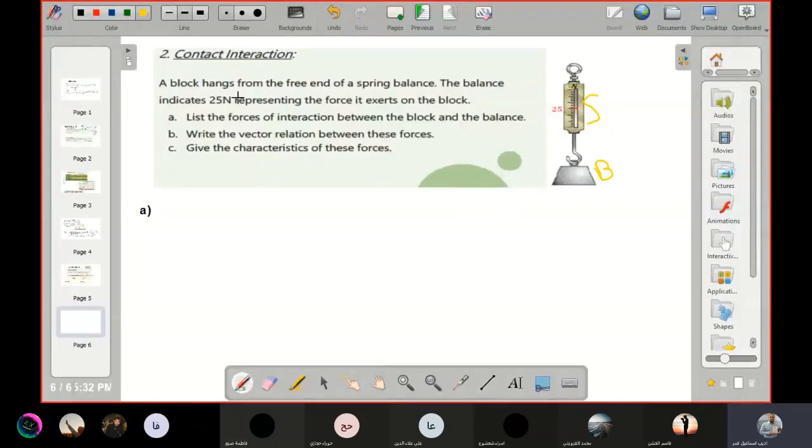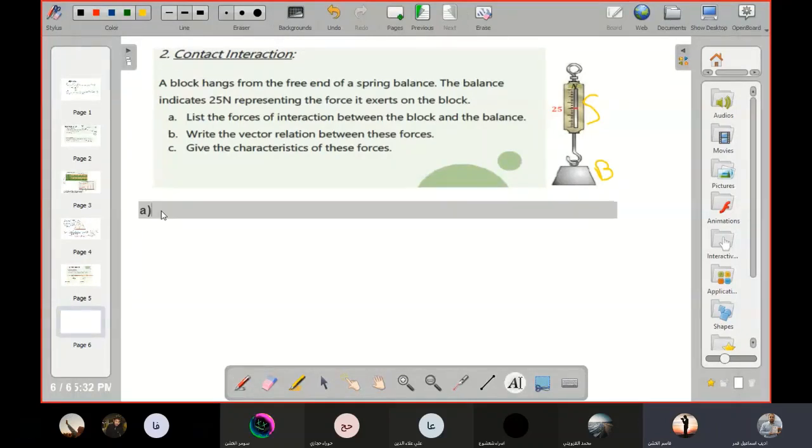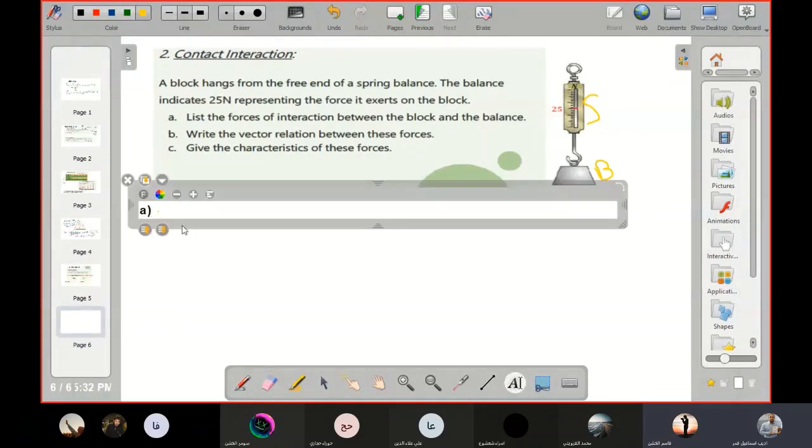So we name them. This is the block and this is the spring balance. List the force of interaction between the block and the balance. Who can tell me what we do here, Asim? It's just to list the two contact and distance interaction forces.